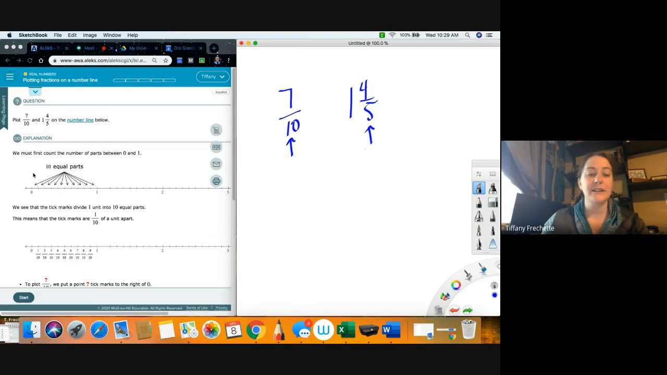So if I divide it up into 10 equal pieces and I have 7/10, then I simply just count over 7 spots. So I have 1/10, 2/10, 3/10, 4/10, 5/10, 6/10, 7/10. So I put my dot right above 7/10 because that's 7 marks from 0. And remember, we took 0 and 1, that's 1 whole, and I chopped it up into 10 little pieces. So I only want 7 of those pieces, and I put a dot.